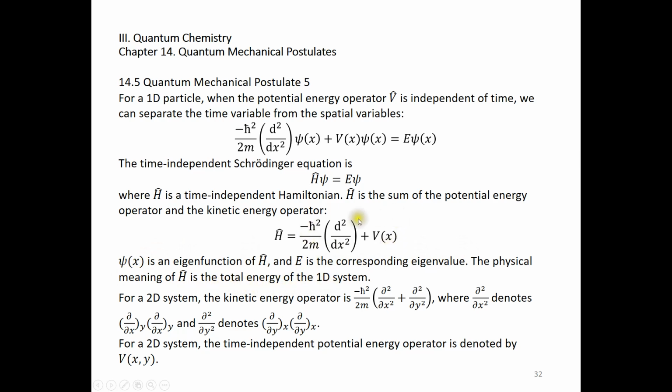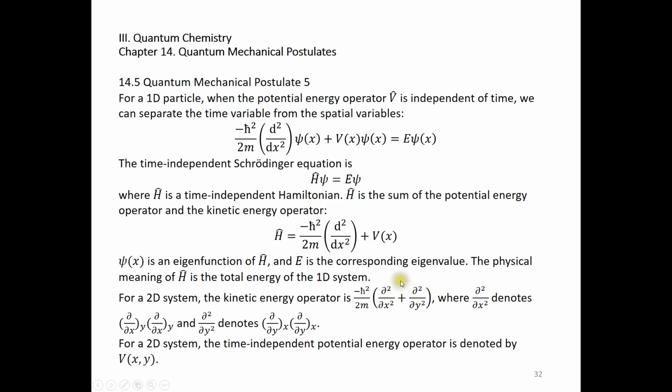The physical meaning of H again is the total energy of the one-dimensional system. Because in this H we do not see the temporal variable t, that means this H does not depend on t. That means H is independent of time, and therefore the total energy of the system is also independent of time. The energy remains constant.